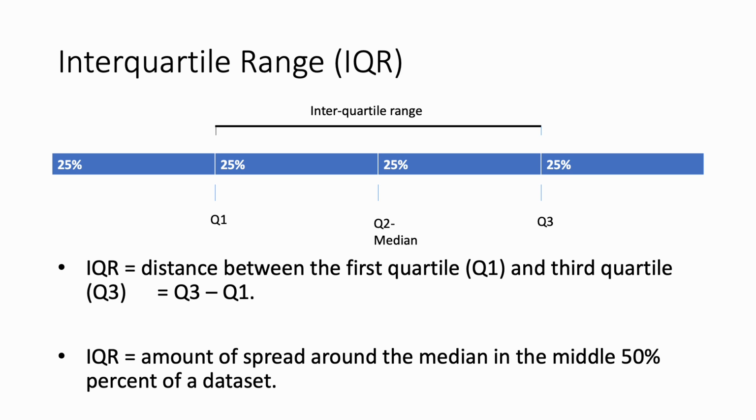Now, the distance from Q3 to Q1 excludes the most extreme data, that is data above Q3 and the data below Q1. Hence, it gives the spread within the middle 50% of the data. Let's now see an example.